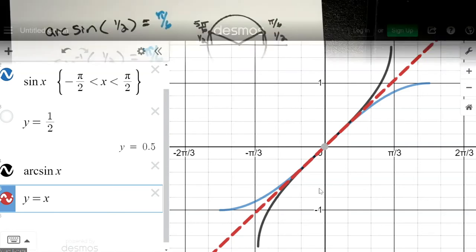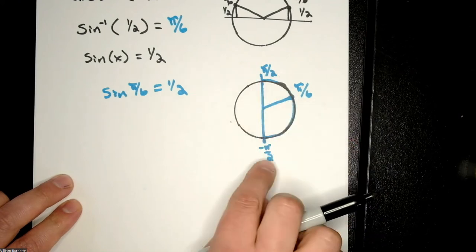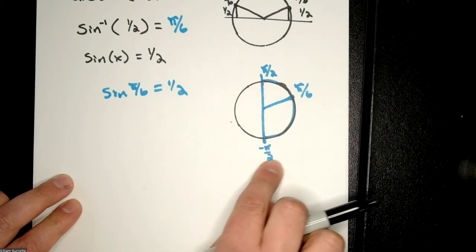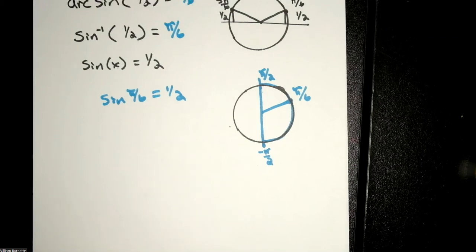So once again, let's go back and just state that again. When we're talking about this, it has to be between negative pi over 2 and pi over 2. And we'll see that through our examples. Now let's take a look at the same problem, but instead of arc sine, let's look at arc cosine.